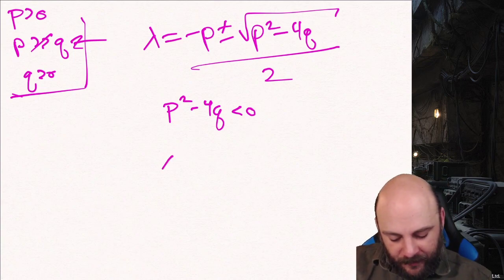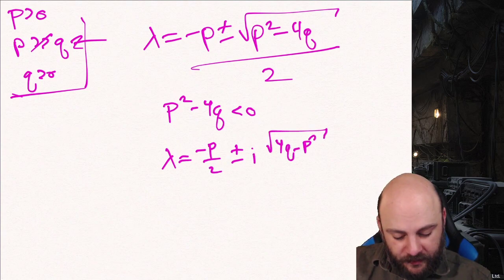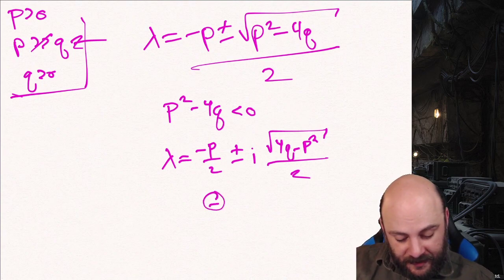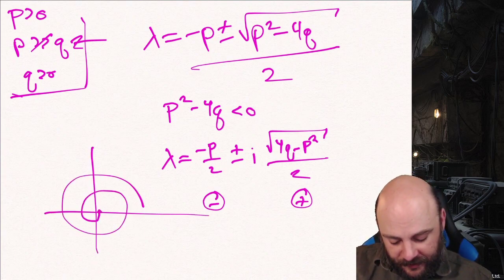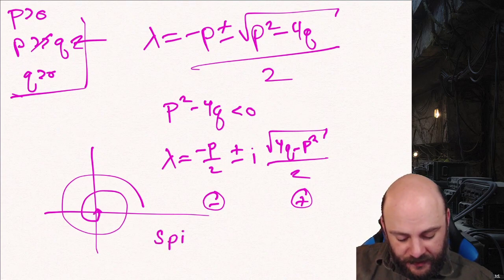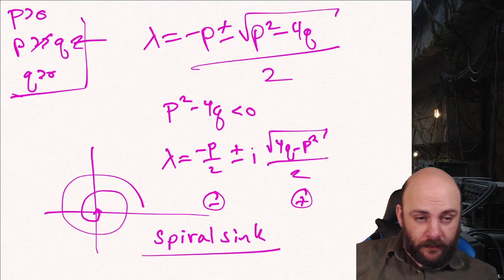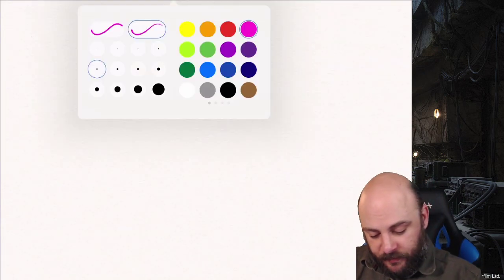Okay. My eigenvalues are exactly the same as before: 4Q minus P squared all over 2, except now this term right here is negative, and that term right there is positive. And so now what I can expect is oscillations that decay towards the origin. This is called a spiral sink. Savvy? Okay. Now, what does all of this mean in terms of systems?